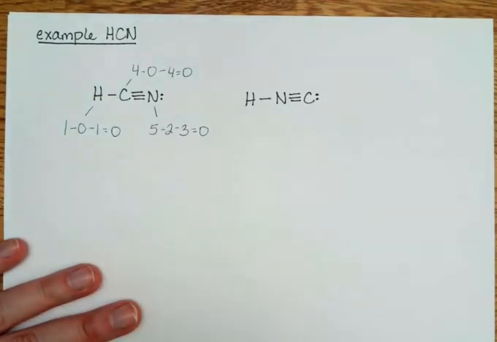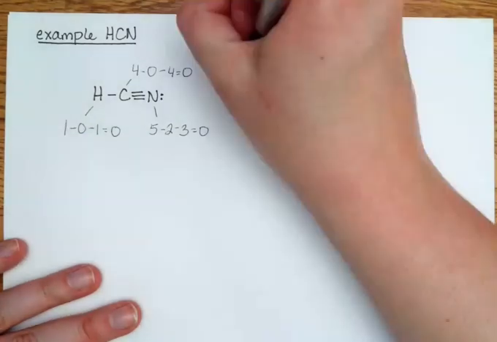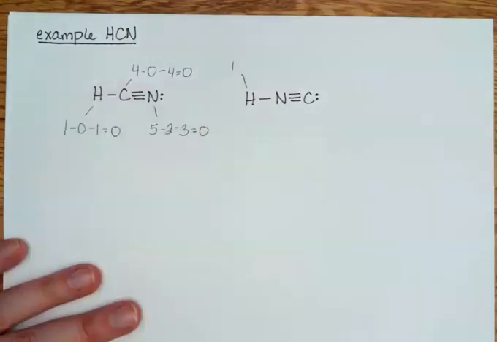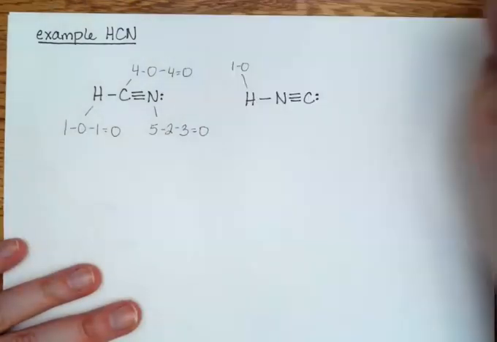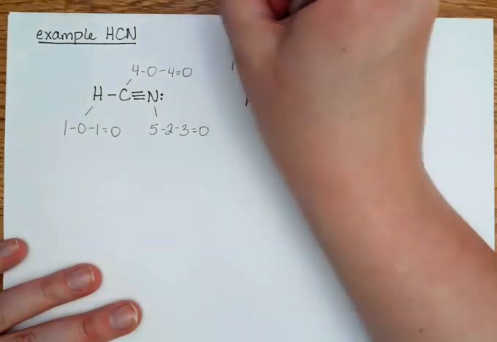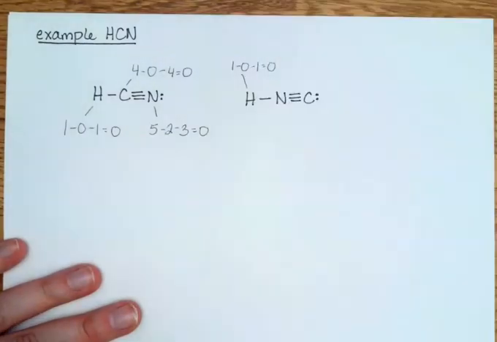But let's go ahead and try out the other Lewis dot structure. So for my hydrogen, again, I have 1 valence electron. I'm going to subtract the number of dots, which is 0, and subtract the number of lines, which is 1. So that gives me a formal charge of 0. So again, we're still looking pretty good. Let's try the nitrogen now.